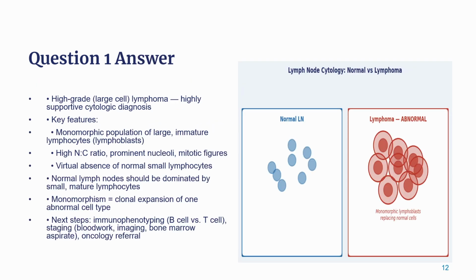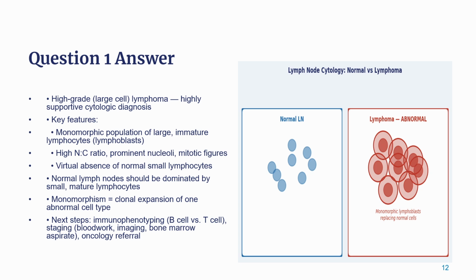This is textbook large cell lymphoma. The key finding isn't just that the cells are large, it's that they've replaced the normal population. A reactive lymph node has a mixed heterogeneous population of cells in different stages of activation. Lymphoma creates a monomorphic population. One abnormal cell type has clonally expanded and taken over.